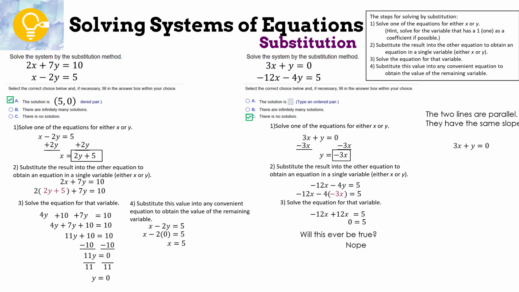3x plus y equals 0. If I subtract 3x from both sides, I end up with y equals negative 3x. Well, let's look at negative 12x minus 4y equals 5. I'm going to add 12x to both sides and then divide everything by negative 4. And would you look at that? I have y equals negative 3x plus 5. They have the same slope, but different y-intercepts. That tells us they're parallel.